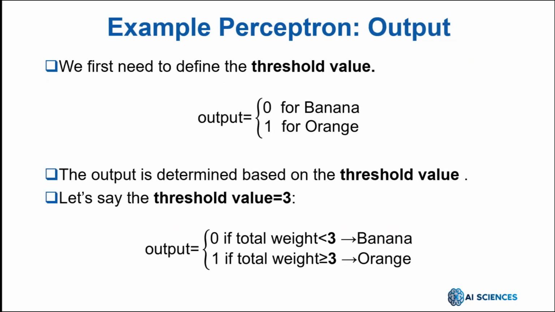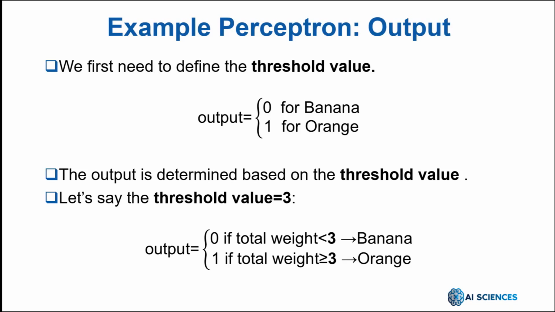We first need to define the threshold value. Because the perceptron's output is either 0 or 1, 0 for a banana and 1 for an orange, this output is determined like this: if the value of the linear combination is higher than the threshold value, then the output is 1, and if it is not, the output is 0. So let's say the threshold value is 3, which means that if the calculation gives you a number less than 3, we have a banana. But if it's equal to or more than 3, then we have an orange. That's how the perceptron works. It uses a linear combination and produces the output.